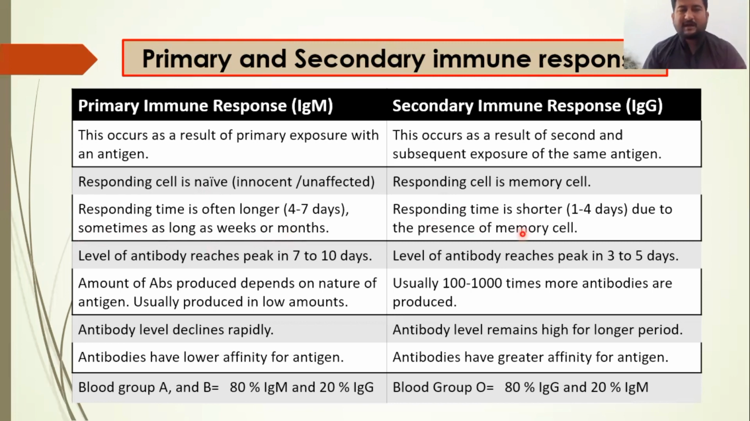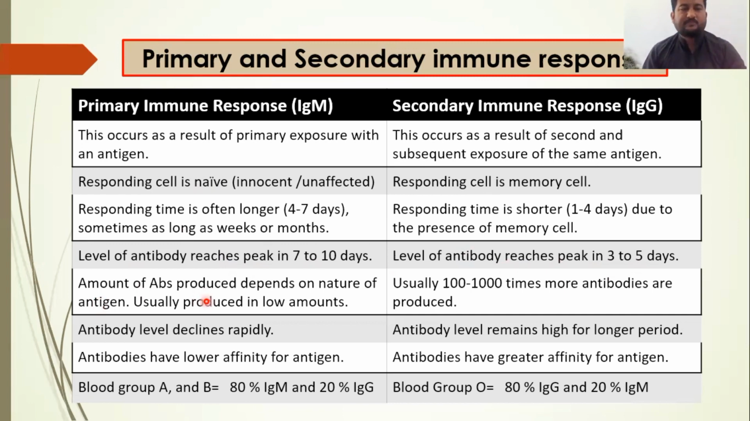तो अब यहाँ पे responding time is shorter, 1 to 4 days due to presence of memory cells, क्योंकि यहाँ पे ये secondary immune response है, यहाँ पे already exposure हो चुका होता है और उस case के अंदर memory cell already develop हो चुके होते हैं हमारी body के अंदर, और जैसे ही दोबारा antigen आता है तो वही memory cell दोबारा activate होकर antibody बनाना शुरू कर देते हैं. तो यहाँ पे 1 to 4 days के अंदर antibody बनाना शुरू कर देते हैं. Level of antibody reach peak in 7 to 10 days. But in case of secondary immune response level of antibody reach peak in 3 to 5 days. तो यहाँ पे 3 से 5 दिन लगेंगे, यहाँ से 7 से 10 दिन लगेंगे.